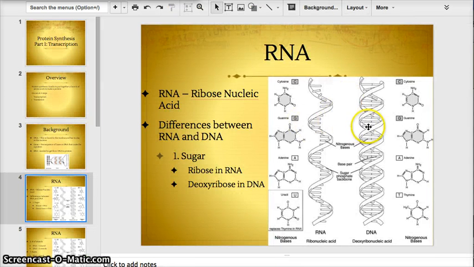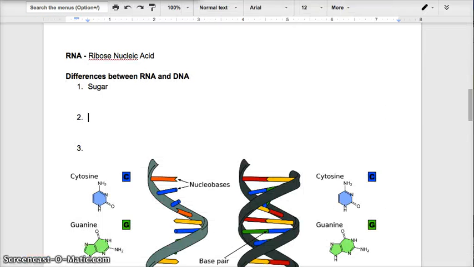So if you just look at these, what do you notice? Well, this is DNA. It's double-stranded. RNA is a single strand. All right, so DNA is double strand. And RNA is single strand.